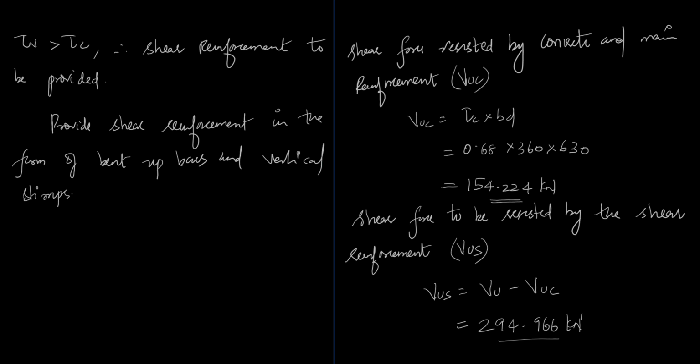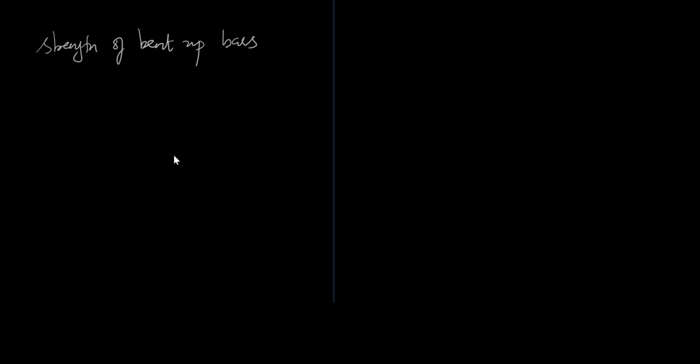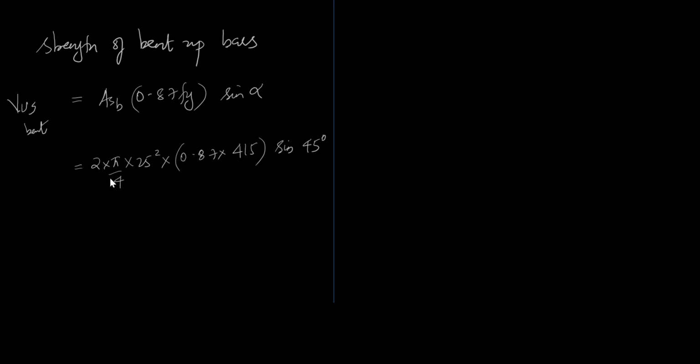Now we will calculate the strength of the bent-up bars. The strength of the bent-up bars, Vus bent, given in your IS 456, is Asb into 0.87 fy into sine alpha. Asb is the area of bent-up bars. There are 2 bars of 25 mm diameter, that is 2 into pi by 4 into 25 square into 0.87 into fy, that is 415, into sine alpha. Alpha we will assume as 45 degrees, as we are bending it at 45 degrees. So I will get this value as 250.64 kilonewton.